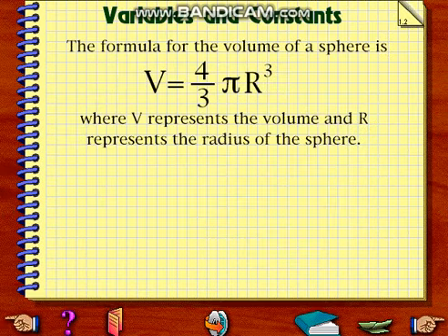So that our review will be more meaningful, we'll use some common examples from everyday life. The formula for the volume of a sphere is V equals 4 over 3 pi r cubed, where V represents the volume and r represents the radius of the sphere. In this formula, V and r vary in different spheres, thus they are called variables. 4, 3, and pi are always the same, therefore they are called constants.